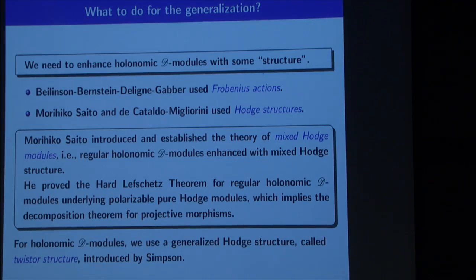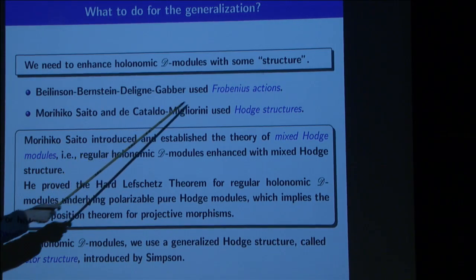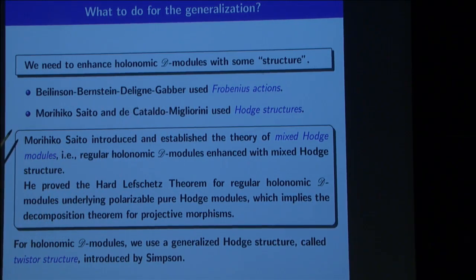So to prove this type of theorem, we need some structure. I mean, we need to enhance holonomic D-modules with some structure. As I mentioned, Beilinson, Bernstein, Drinfeld and Gaitsgory used Frobenius structures, and Morihiko Saito and Cataldo-Migliorini used Hodge structures. For me, the work of Morihiko Saito is a model. So let me comment something more about his work.